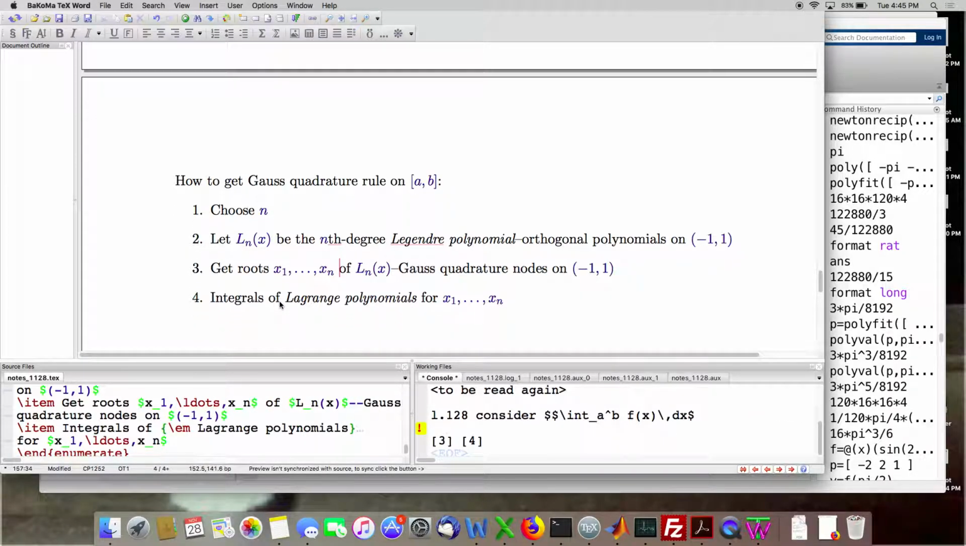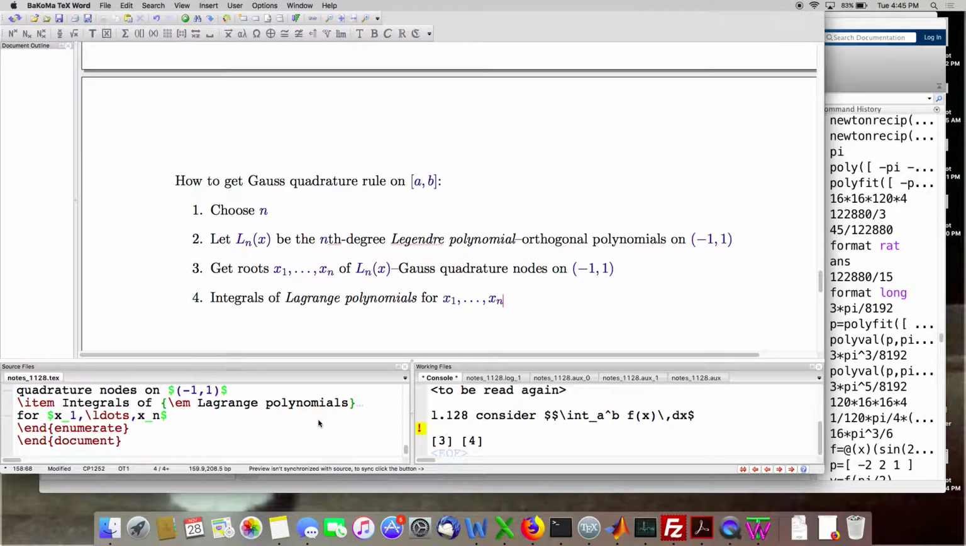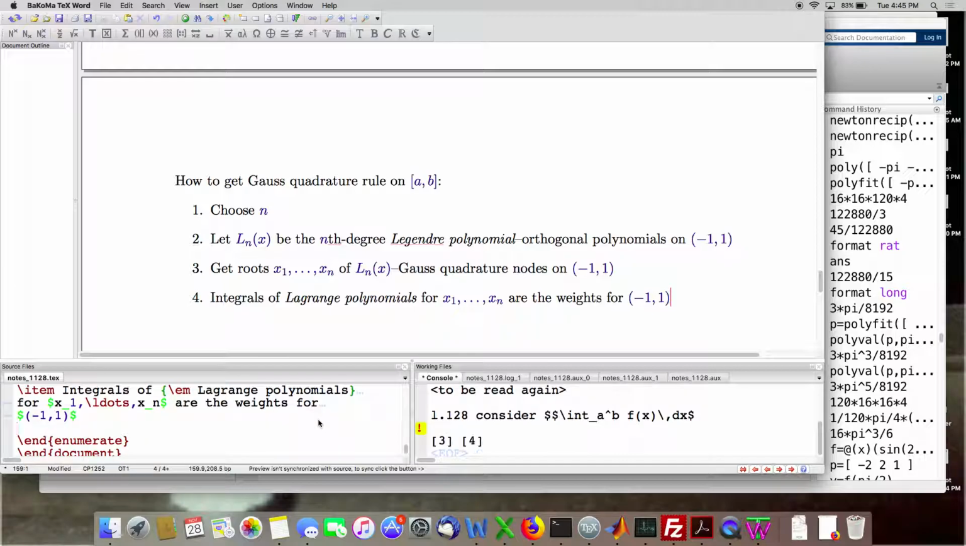Okay. So the integrals of the Lagrange polynomials corresponding to these nodes are the weights, at least for -1 to 1. Now, can anyone think, if we have the nodes and weights for -1 to 1, but we actually want the nodes and weights for [a, b], what would be the fairly straightforward way of getting them? Yeah, you scale and shift. So what you do is you scale and shift the nodes to [a, b].